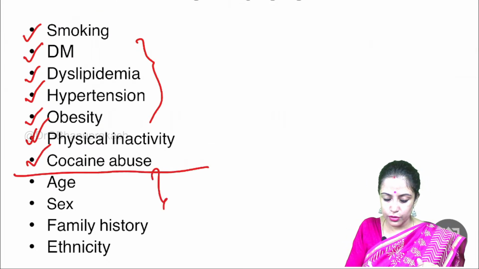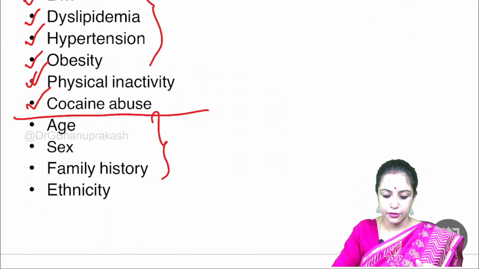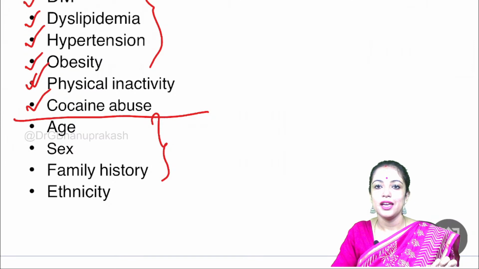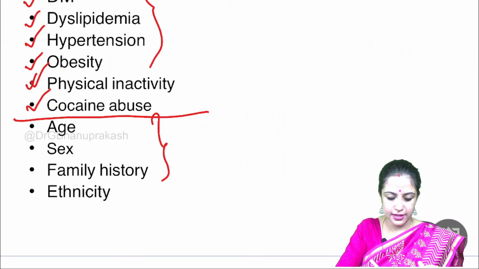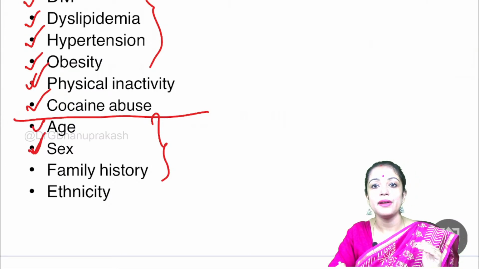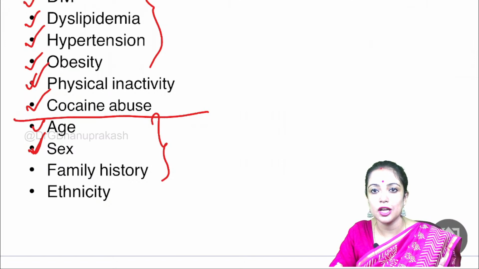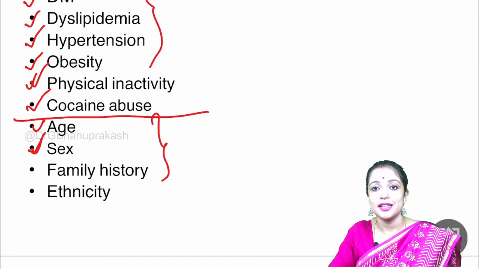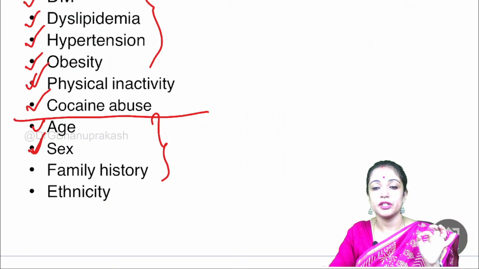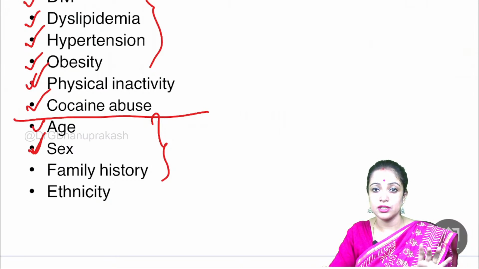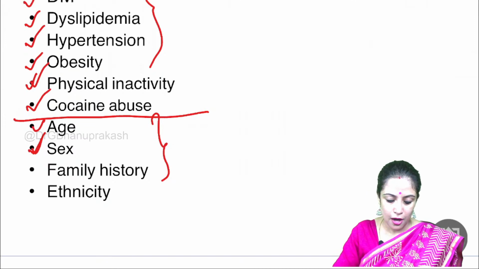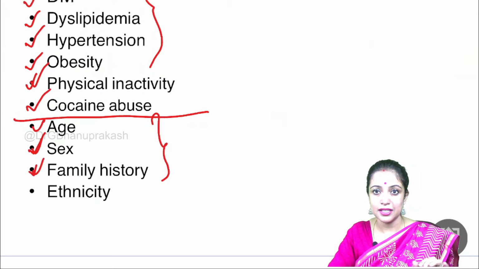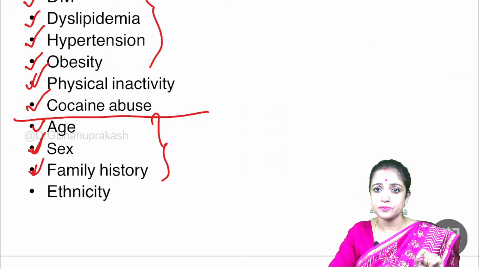And talking about the non-modifiable risk factors, increasing age itself is a risk factor for ischemic heart disease. Male sex: males are more prone to develop ischemic heart disease. Talking about the statistics, it is seen that almost 70% of the cases of ischemic heart disease occur in males, 30% in females. Family history is a very important non-modifiable risk factor.